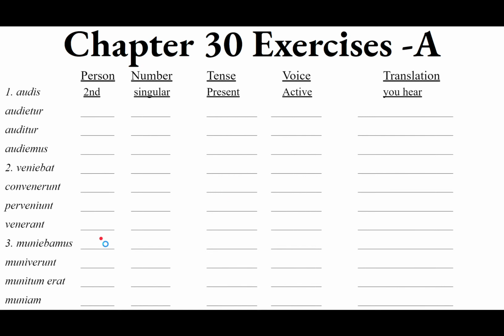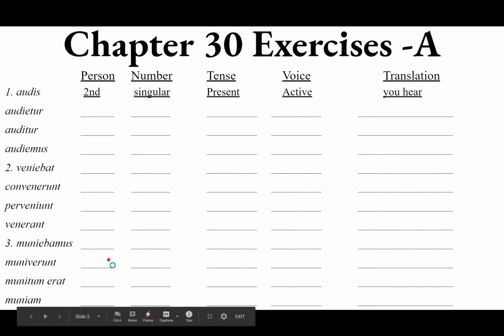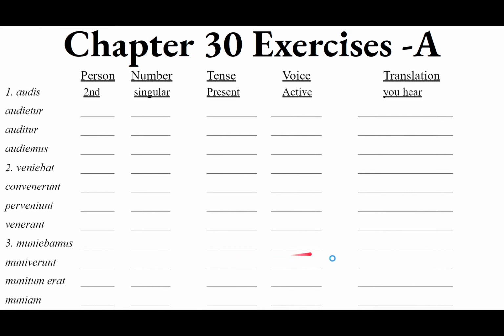Tertia, muniebamus, first person, plural, imperfect, active, of munio, munire, munivi, munitus. So present stem muni, add the e, and then the ba, and then the mus. We were fortifying, or we were building. Muniverunt, third person, plural, perfect, active. Same verb, munio, munire, munivi, munitus. They fortified. They built. They have fortified. They have built.